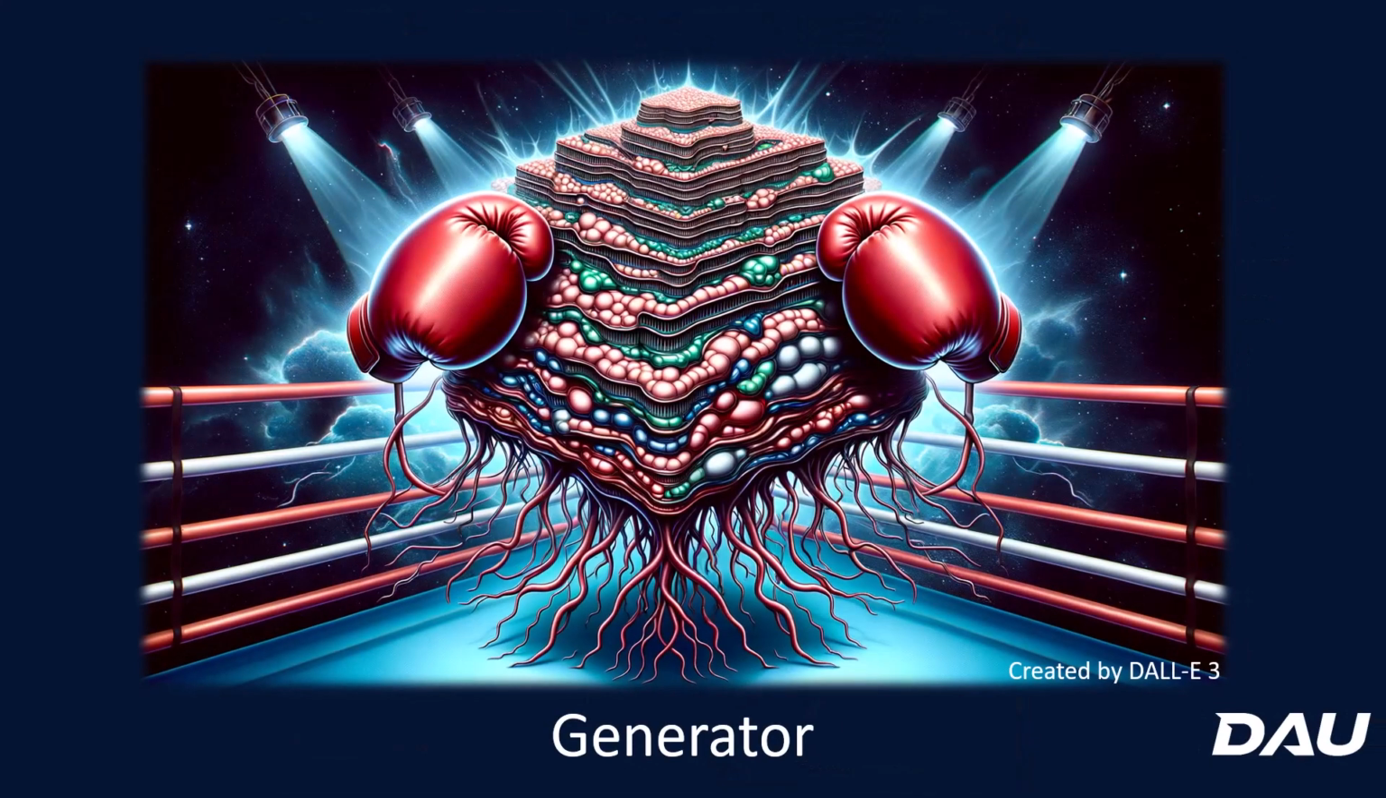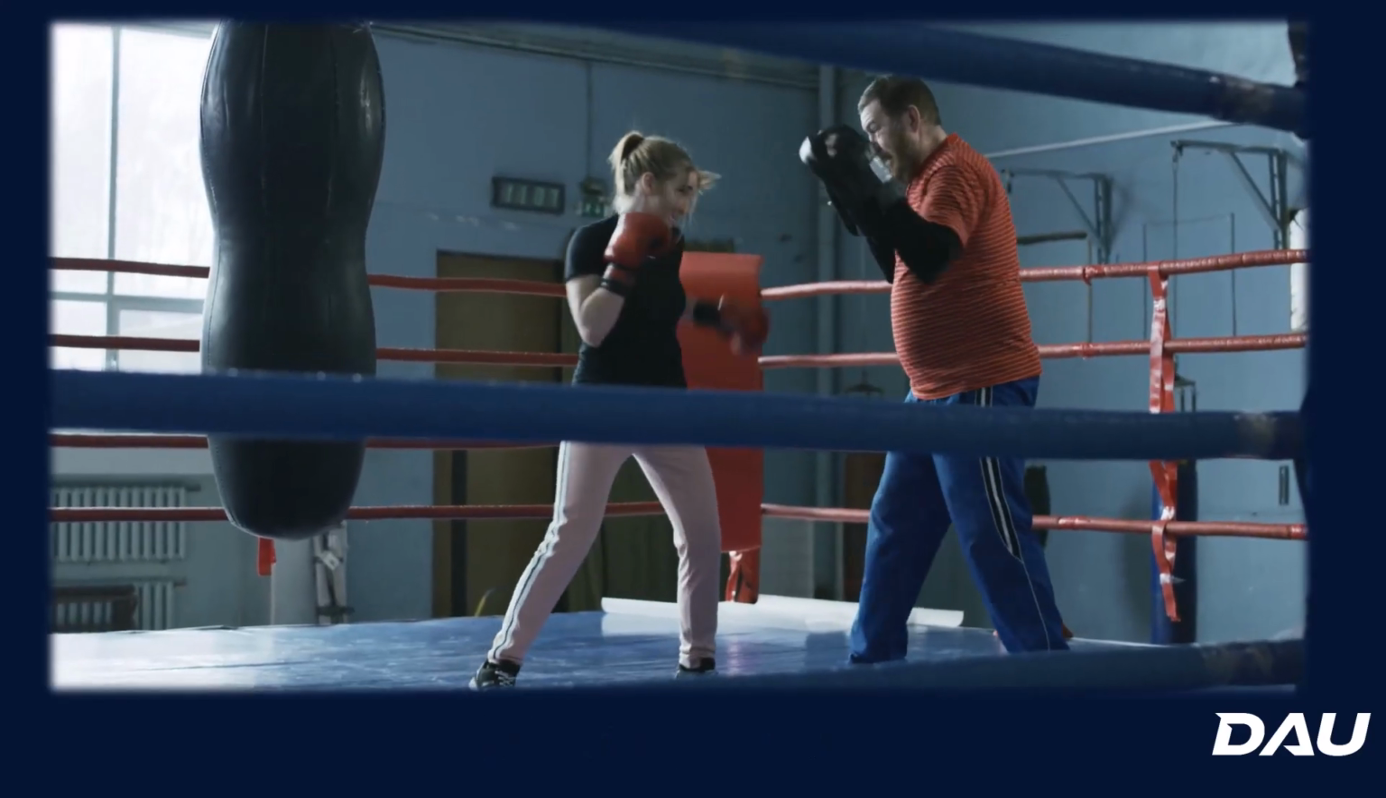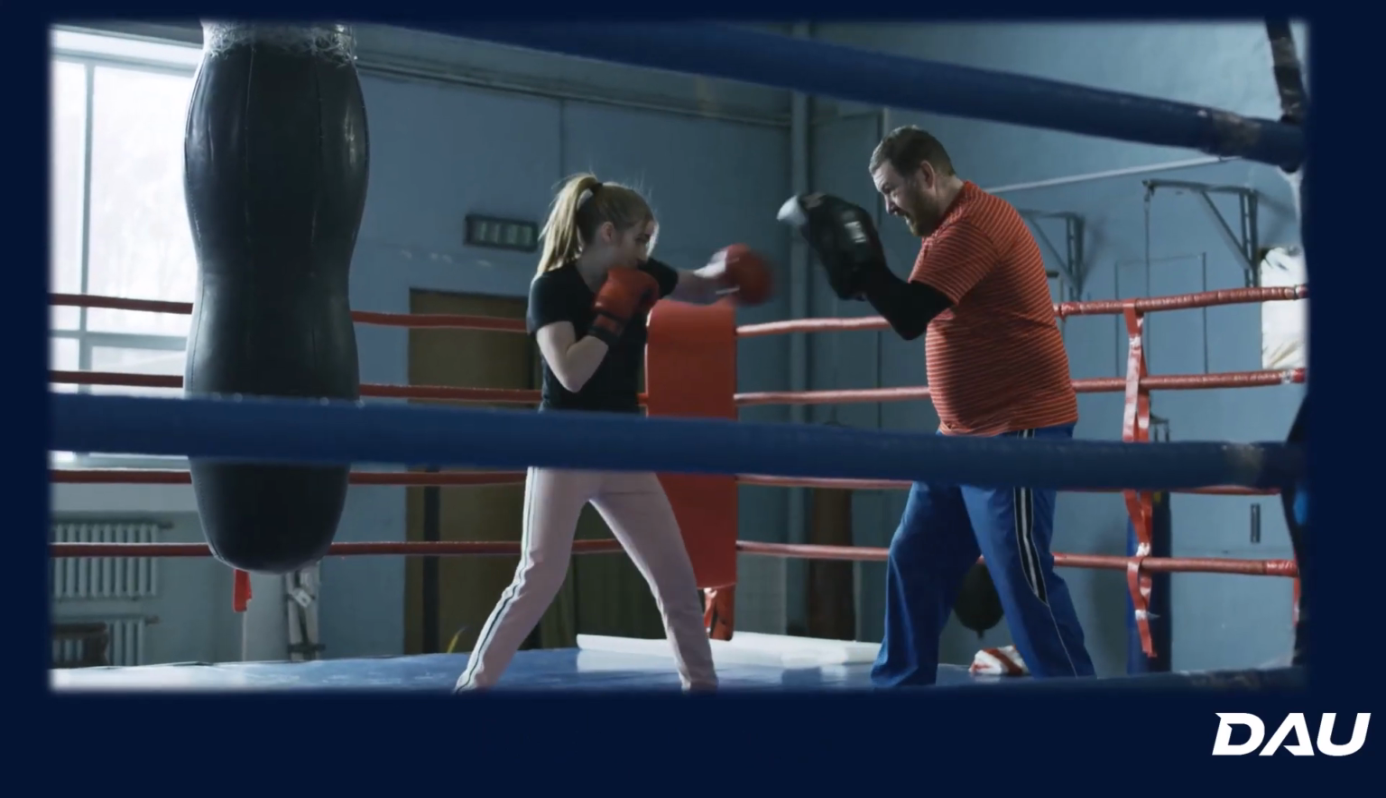So in this corner, we have the generator. Now, she is a typical convolutional neural network that's going to generate images. And in this corner, we have the discriminator. And the discriminator's job is to look at the images that the generator generates and determine whether they're real or whether they're fake.